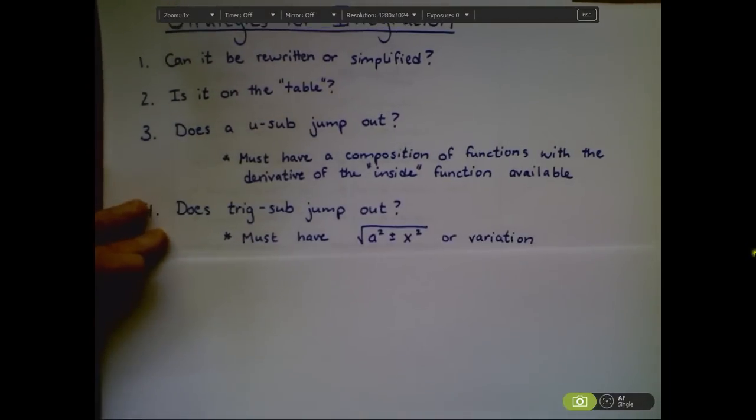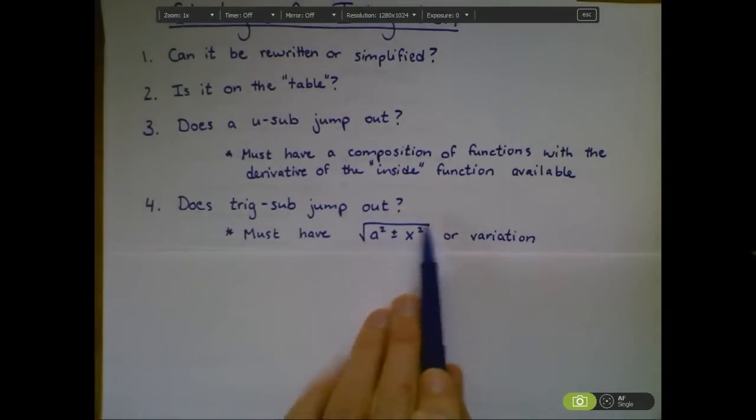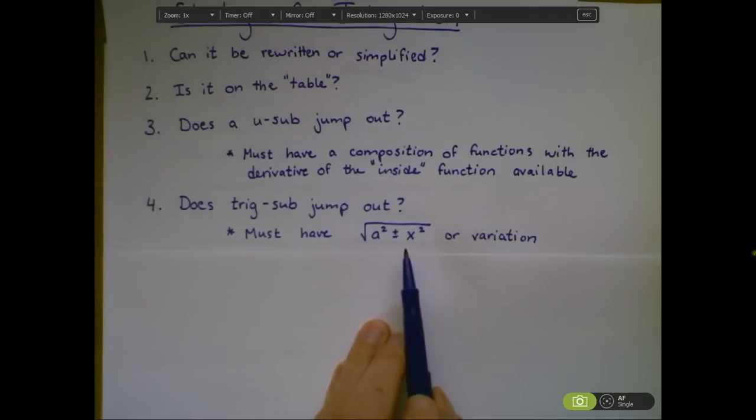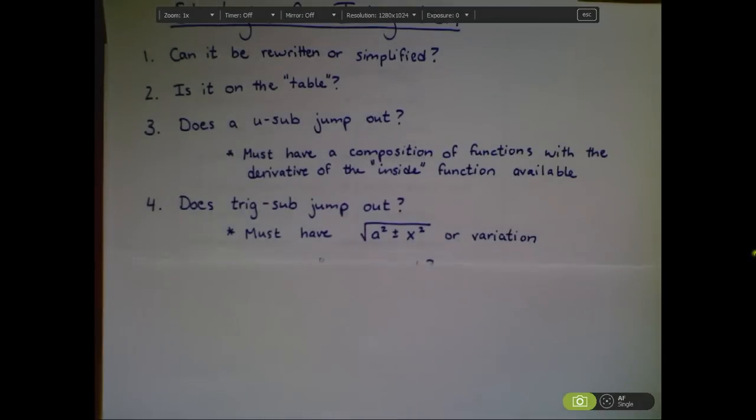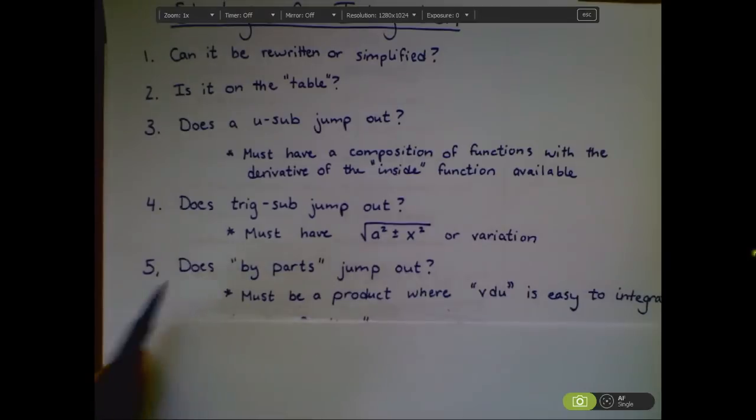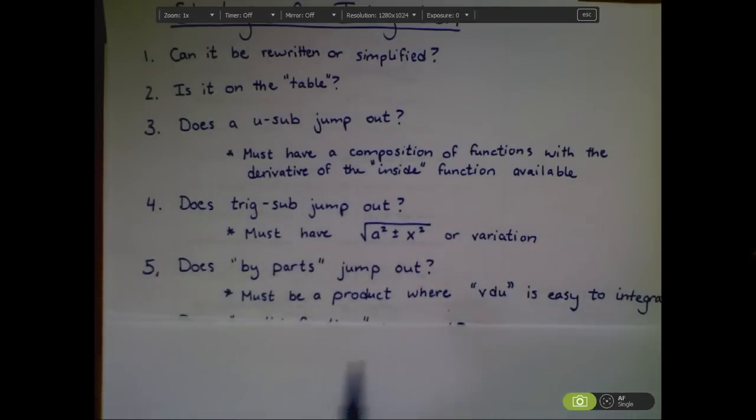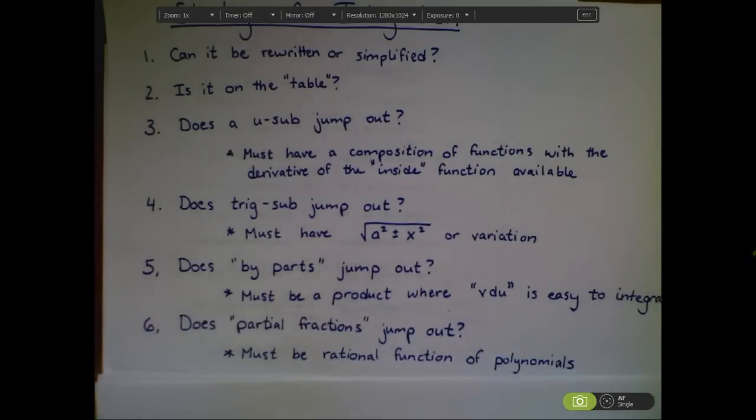Does a trig substitution jump out? And these are going to be of the form something like this, or a variation from the section that we saw before. Does integration by parts jump out? For integration by parts, we need to have a product where the v du is easy to integrate. So lots of these have products, but we need to make sure that when we actually set up the by parts, whatever the parts are going to be something that we actually know how to deal with. And finally, partial fractions I think is the easiest technique to recognize, because it's always a rational function. You have a polynomial on top and you have a polynomial on bottom.